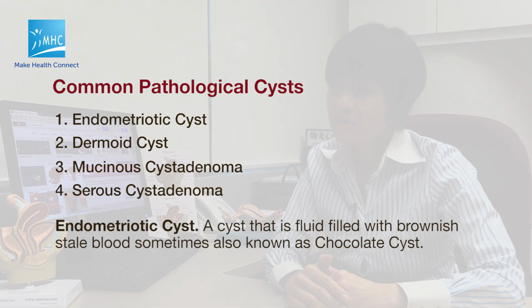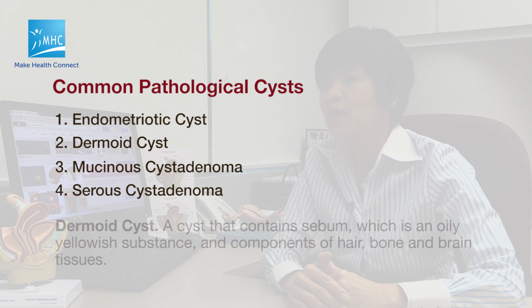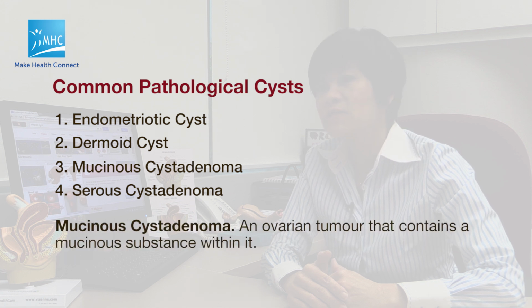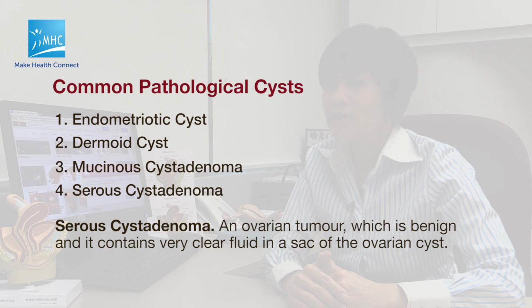An endometriotic cyst is a cyst that is filled with brownish stale blood, and sometimes we call it a chocolate cyst. A dermoid cyst is a cyst that contains sebum, which is an oily yellowish substance, and it also has components of hair, bone, brain tissues. And mucinous cyst adenoma is also an ovarian tumor that contains some mucinous substance within it. Serous cyst adenoma is another ovarian tumor which is benign, and it contains very clear fluid in the sac of the ovarian cyst.